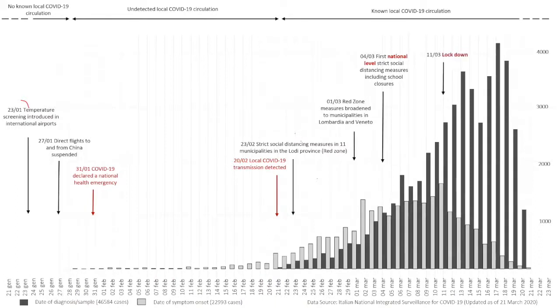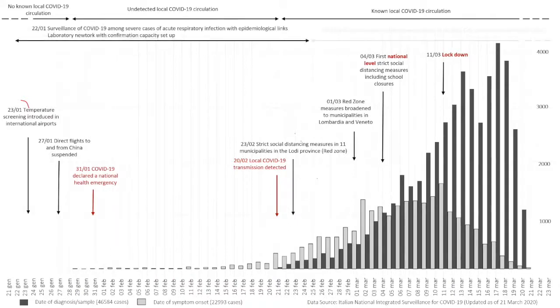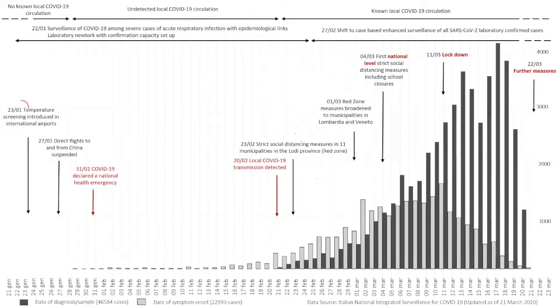The following step was to lock down, really suspending the movement of people, asking people to stay home. And finally, a few days ago, a further measure that also impacted production, keeping open just the essential production at industry level, and trying to limit almost all the movement of people outside their own towns. That is where we are now.